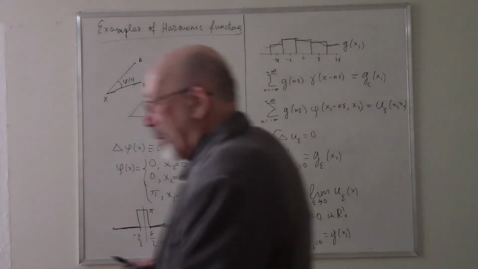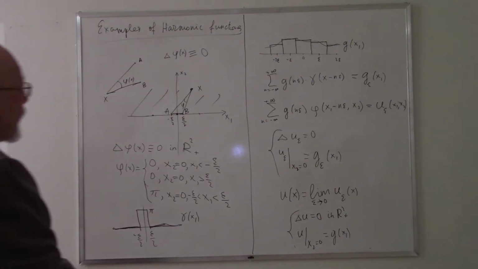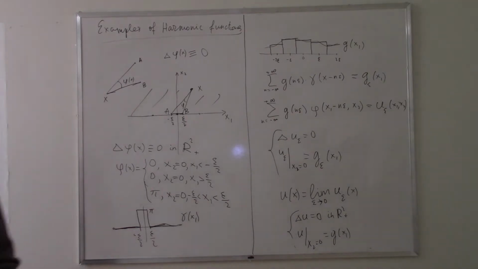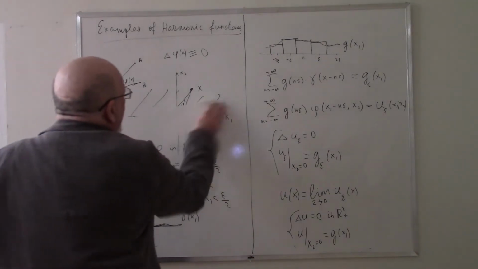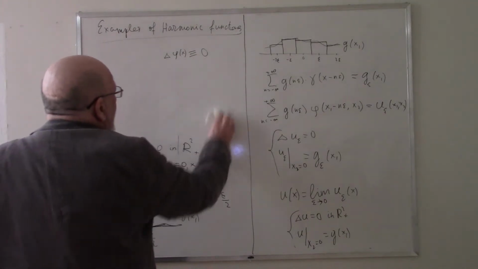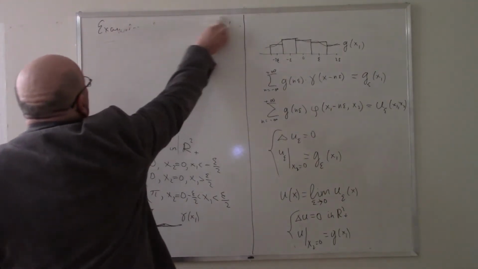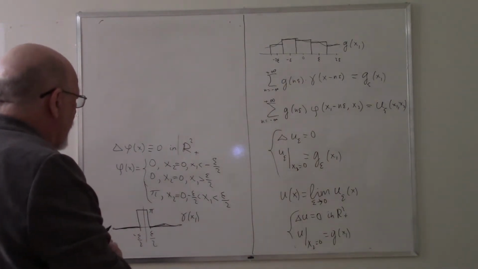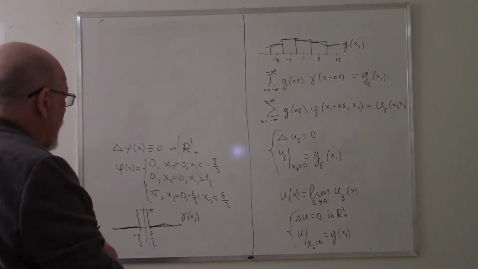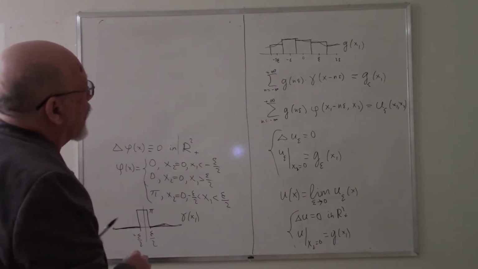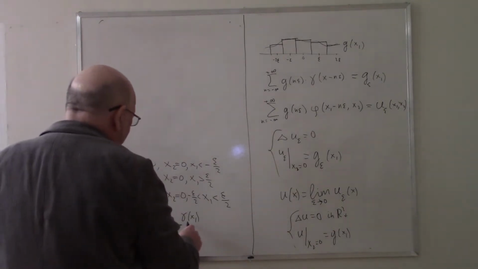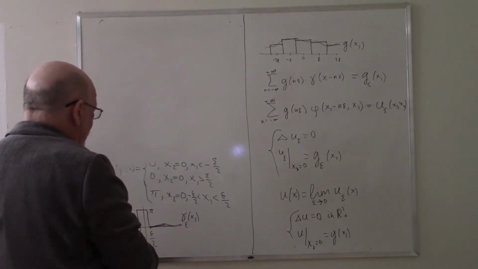And now we can look at this picture a different way. So this function gamma of x1, let me write gamma epsilon. It depends on epsilon.